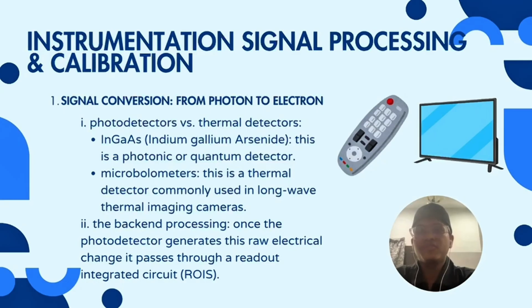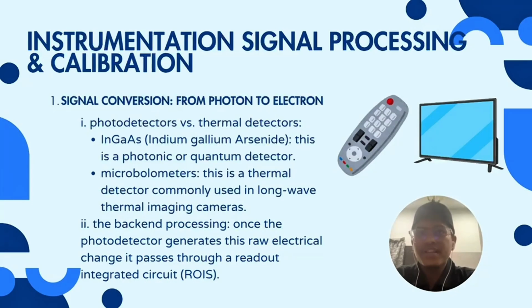So we are moving into the technical backend and instrumentation engineering of our system. Let's look at how this device actually sees invisible infrared radiation and turns it into data that we can use. The core of this process is signal conversion. When infrared radiation hits our instrument, it encounters a specialized detector. Depending on the application, we generally use one of two types.